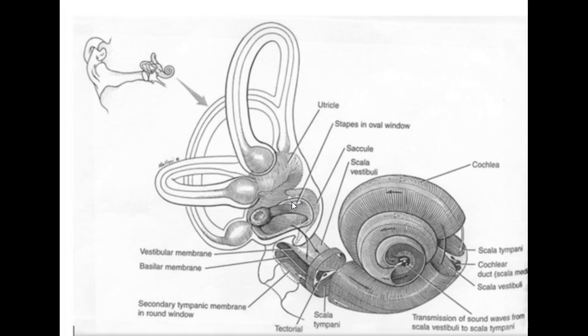And what happens as the footplate of the stapes rocks in and out is that it creates horizontal movement of the fluid in the cochlea, which is actually a traveling wave. So as you can see from the arrows, the fluid gets pushed up and around and around and around.